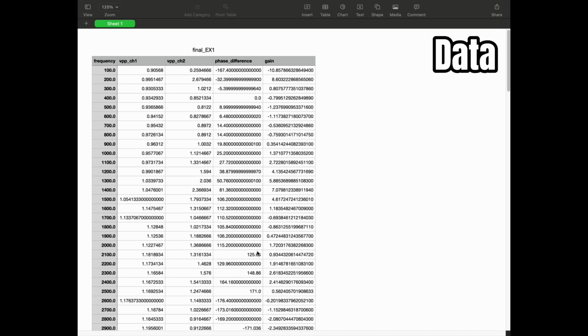Here is the data we collected for experiment 1, the piezoelectric sensor. This is the frequency. This is voltage peak to peak for the input. This is voltage peak to peak for output. This is the phase difference between input and output. And this is the gain. This is the graph between gain and frequency. And this is the graph between phase difference versus frequency.